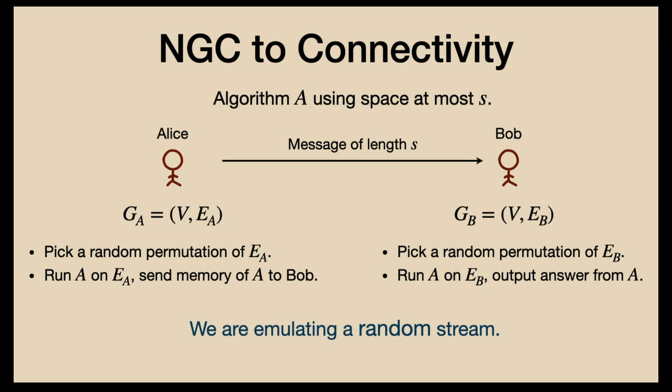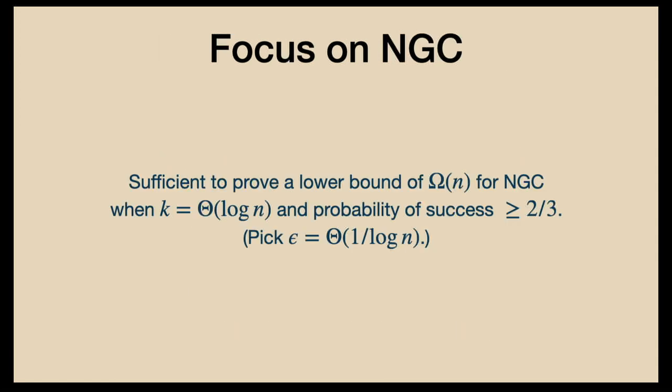All right, okay. So after this, I'm going to focus just on NGC in this communication setting. What we're going to do is set the cycle lengths, k, to be theta of log n. And this is why this epsilon was going to be 1 over log n for us, because epsilon was order of 1 over k. I'm not talking about any other range of cycles. This is exactly right. And we want to prove a lower bound of omega of n for NGC. And this will translate to omega of 2 raised to omega of 1 over epsilon for random order streams.